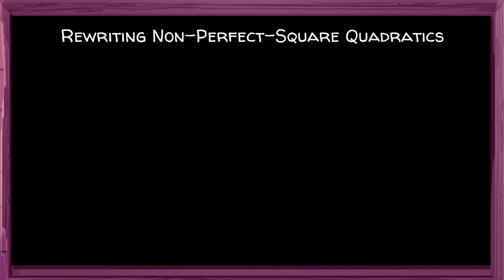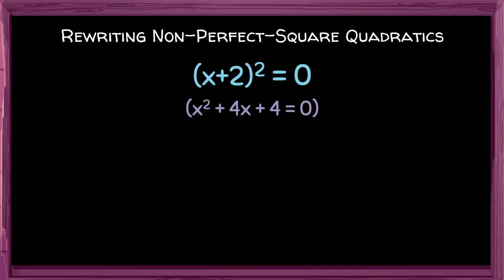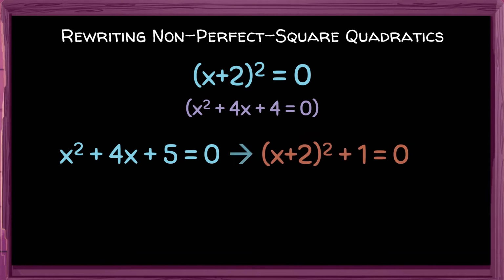For example, if we have the perfect square x plus 2 squared equals 0, then when we FOIL it, we get x squared plus 4x plus 4 equals 0. So in our game, if I give you the quadratic x squared plus 4x plus 5 equals 0, you could add 1 to the perfect square x plus 2 squared. Your answer could be x plus 2 squared plus 1 equals 0. The perfect square ended with a plus 4, so adding one more gives plus 5, which is what we're looking for.